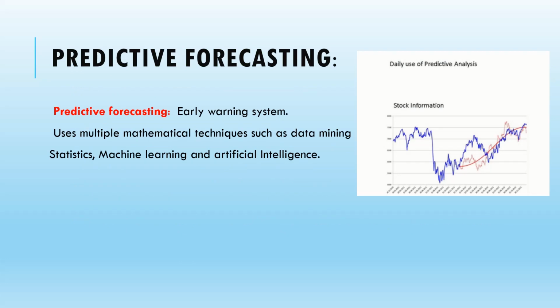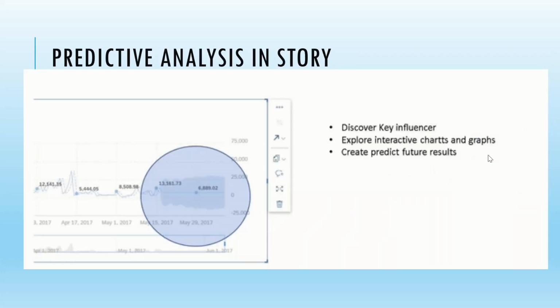In this, we also need to understand predictive forecasting. By using predictive forecasting we can get an early warning system. We can use multiple mathematical techniques such as data mining, statistics, machine learning, and artificial intelligence. Here in the diagram you can see how the predictive forecasting is given for the next few months or few years as well. We can take this predictive analysis, and see how a predictive analysis and story can be.